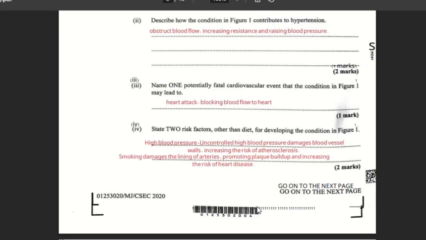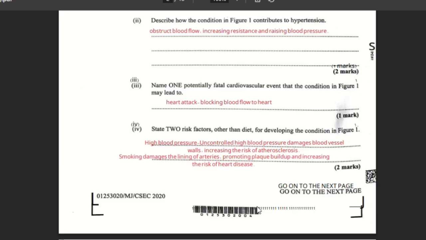So basically, high blood pressure, the same hypertension. If somebody already has high blood pressure, let's just say they don't have this disease but they have high blood pressure, the fact that they have it is like a risk factor. It increases their risk of developing the condition.